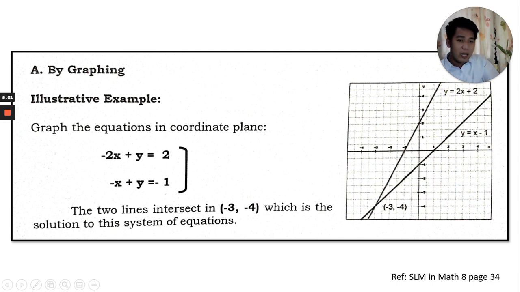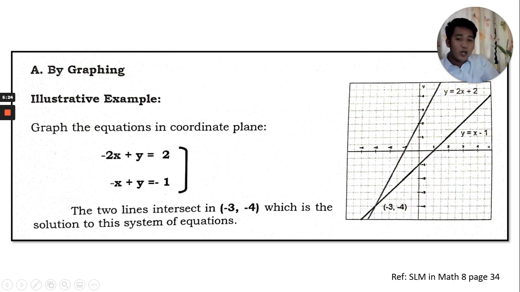So that will be the graph. And the other line or equation is y is equal to x minus 1. This time, the y-intercept is negative 1 and the slope is positive 1. 1 and then 1. So we have this. As we extend the line, we will see there is a point of intersection.